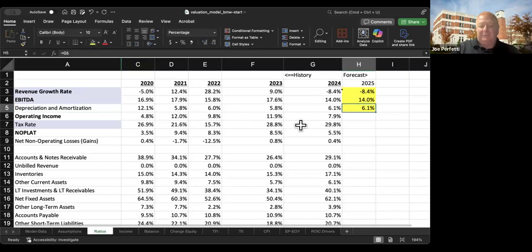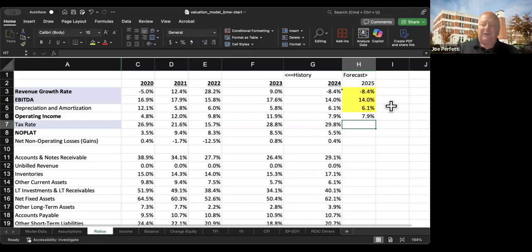Then we get to operating income. Now, operating income is EBITDA minus depreciation. Since we have a forecast for those two, we're going to solve for operating income. So equals cell H6 is H4 minus H5. So operating income is 7.9%, but that's not something I put in as an assumption because it's based on the two above. So when you forecast this, you got EBITDA, depreciation, operating income, pick two, solve for the third. Right? This is the way that we're going to do it.